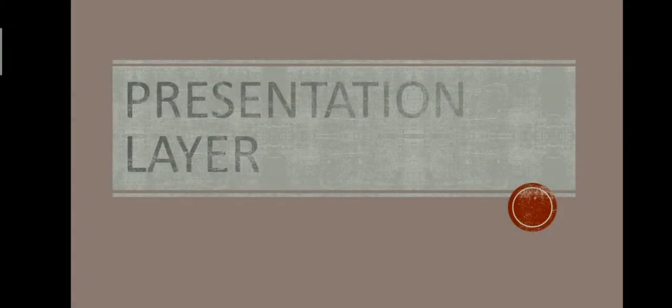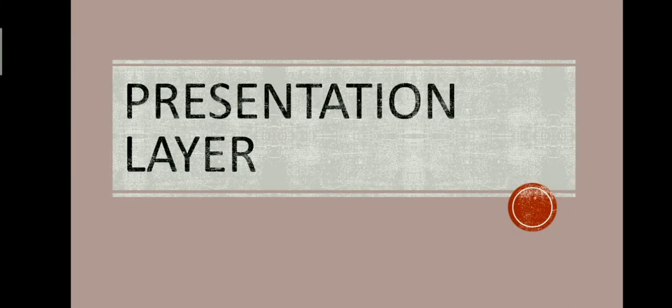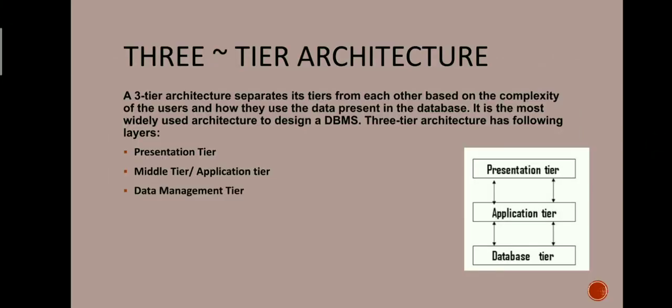Hey everyone, so today's topic is presentation layer. Before knowing about this presentation layer, let us know the three-tier architecture. What is three-tier architecture? This three-tier architecture is an architecture which separates its layers from each other in two ways. The first is on the basis of the complexity of the user, and the second is how the user uses the data present in the database.